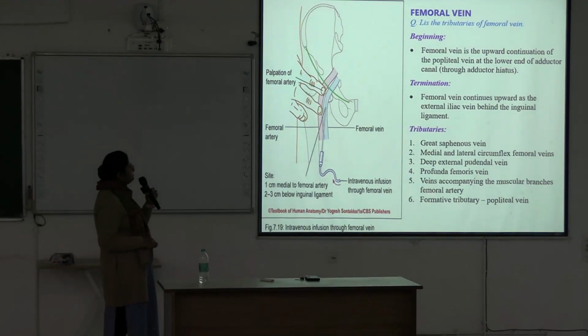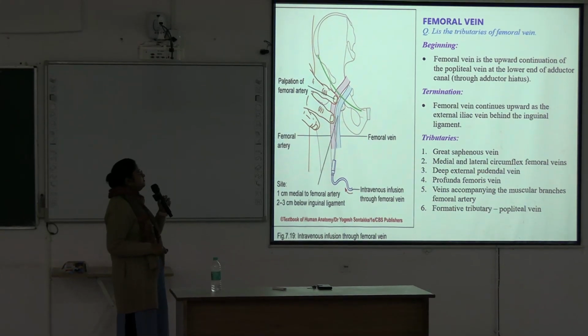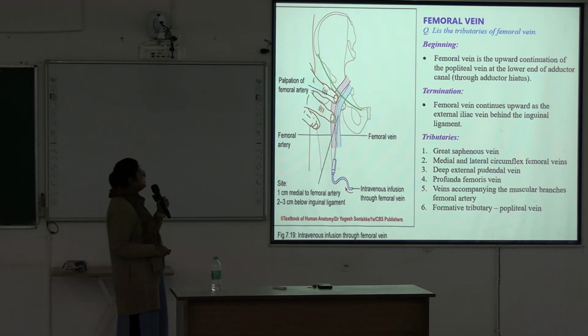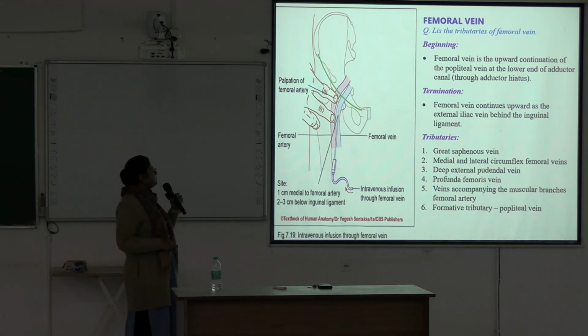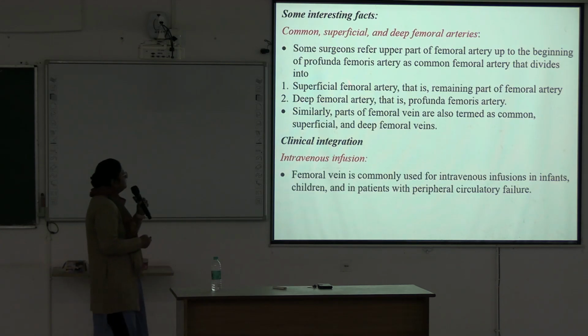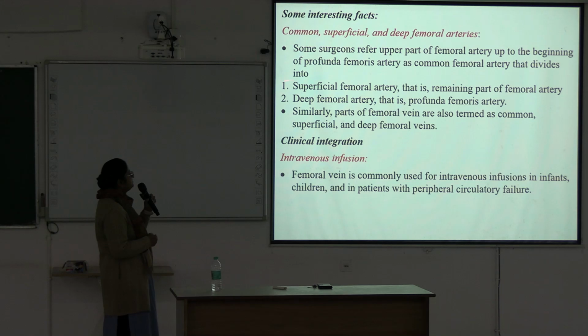And these are the tributaries: great saphenous vein, medial and lateral circumflex femoral veins, deep external pudendal vein, profunda femoris vein, veins accompanying the muscular branches of femoral artery, and the formative tributary is the popliteal vein. So what do these two terms mean? Superficial femoral artery and deep femoral artery.